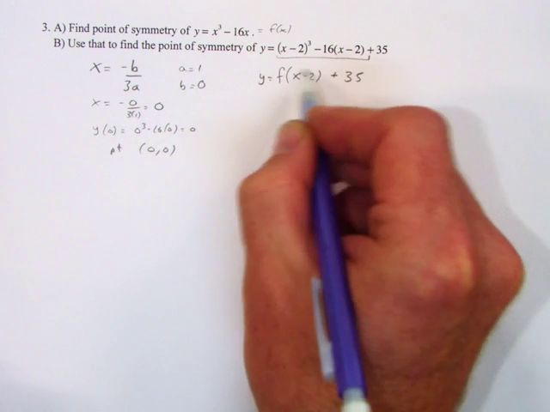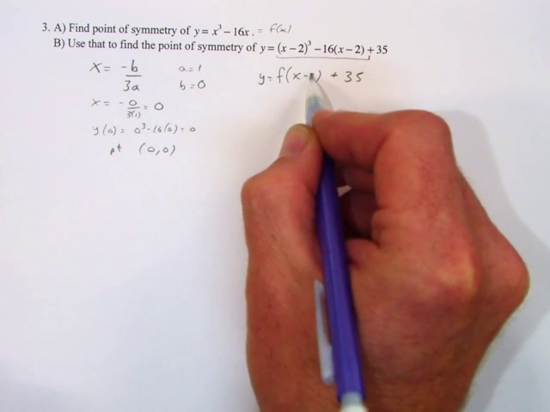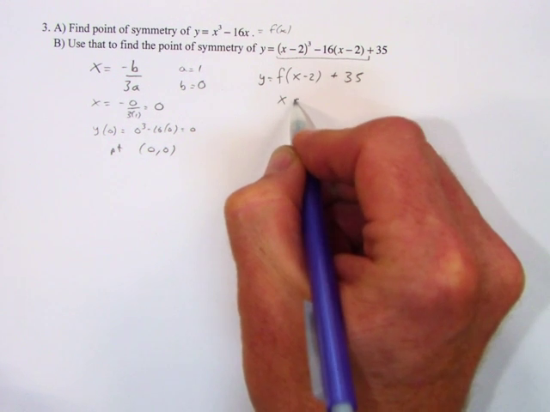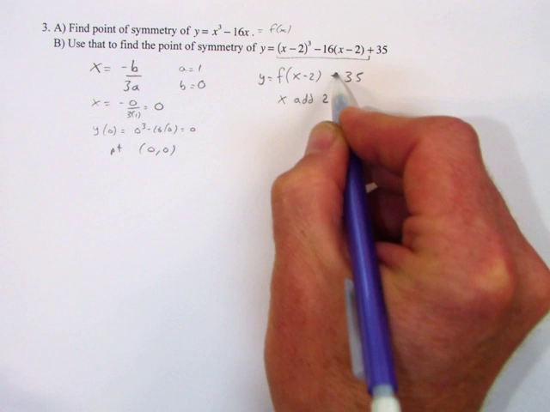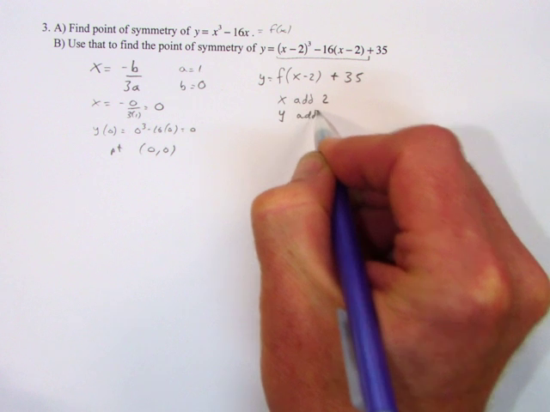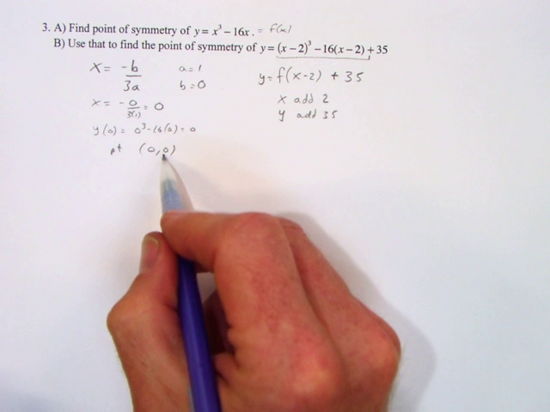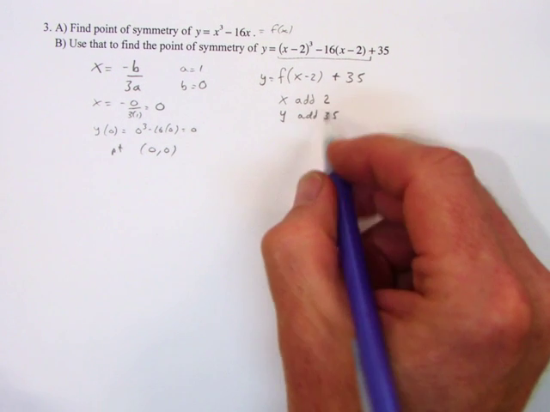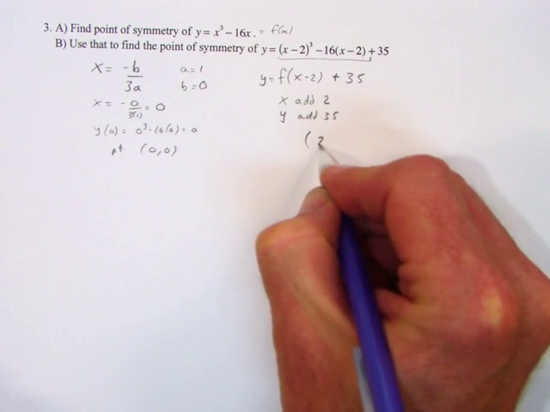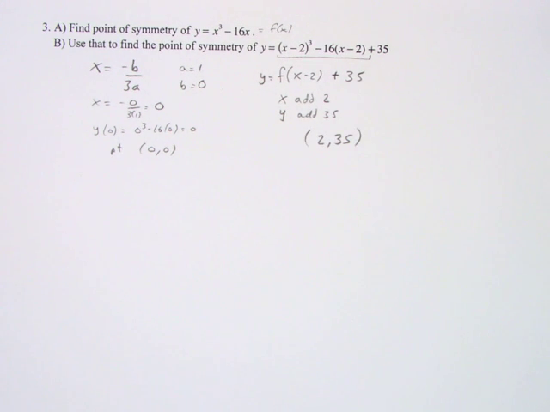The x minus 2, key number is 0. If I plug in 2, that will give me 0. This is going to shift the graph 2 units to the right. So it's going to add 2 to x, and then it'll take my y value and add 35, so y will add 35. So if my original point of symmetry was 0, 0, my new point of symmetry will be 0 plus 2 and 0 plus 35, or in other words, 2, 35. And that's it.